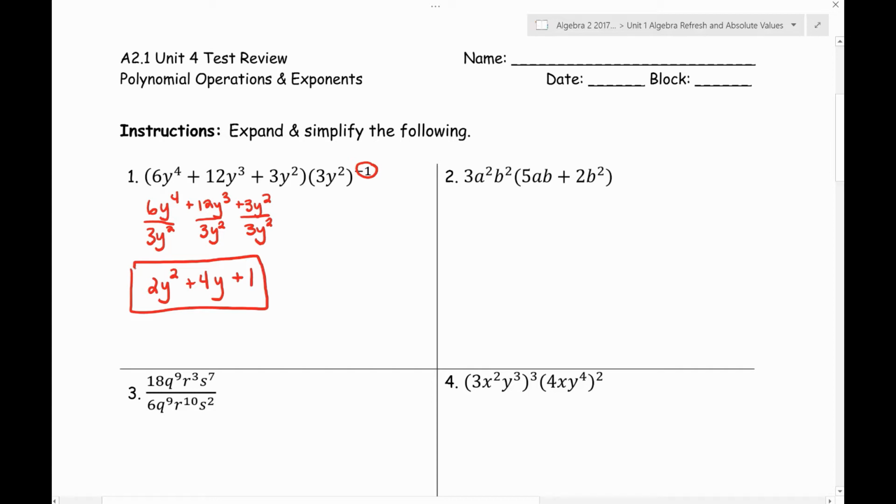3a squared b squared is being multiplied to everything in this sum. So I'm going to distribute and multiply coefficients and variables here. So 3 times 5 is 15. A squared times a is a cubed. B squared times b is b cubed. Okay, that's my first term. Now, 3 times 2 gives me 6. A squared times no other a's is just a squared. And b squared times b squared gives me b to the fourth. Okay, moving on.